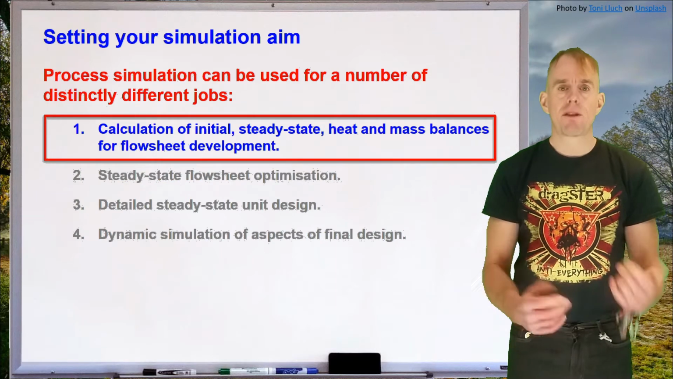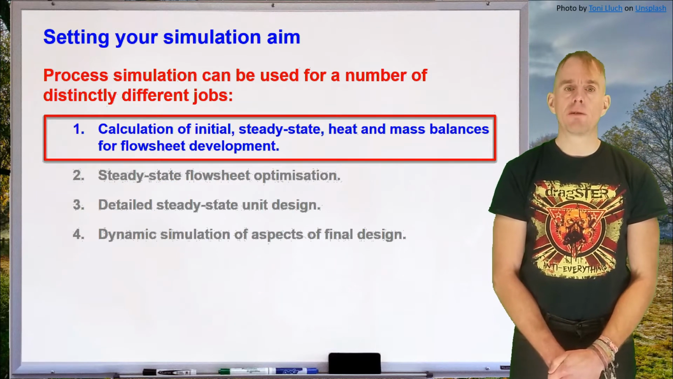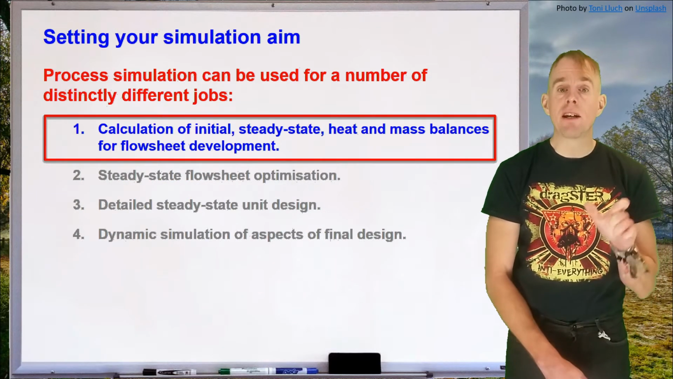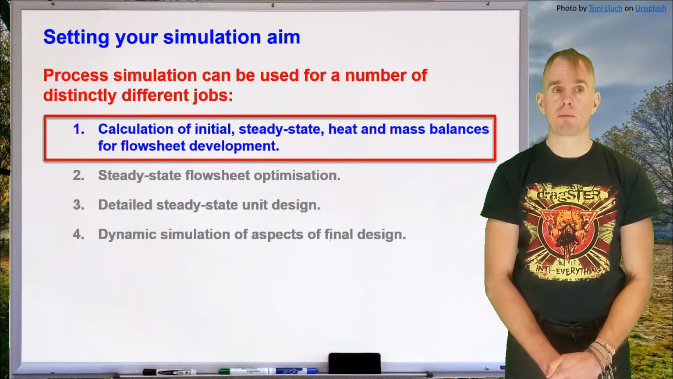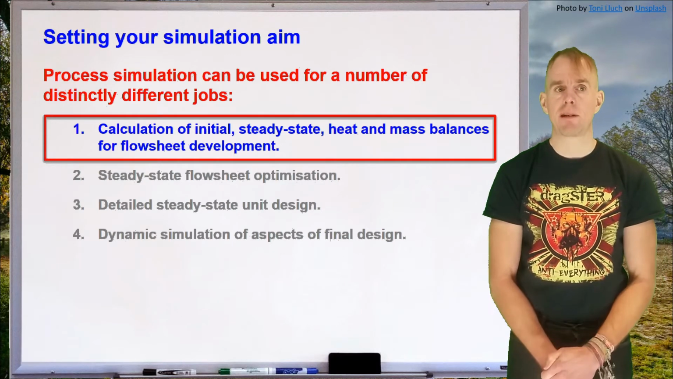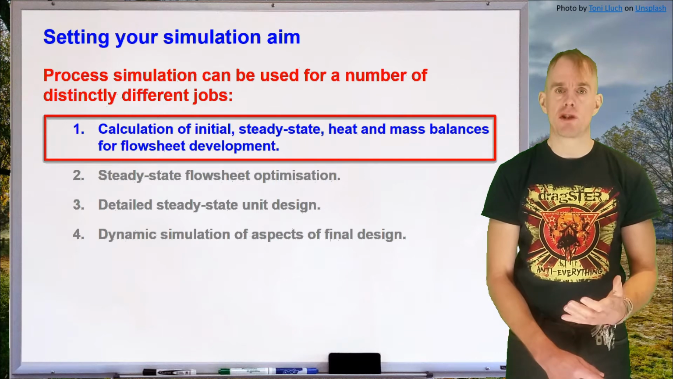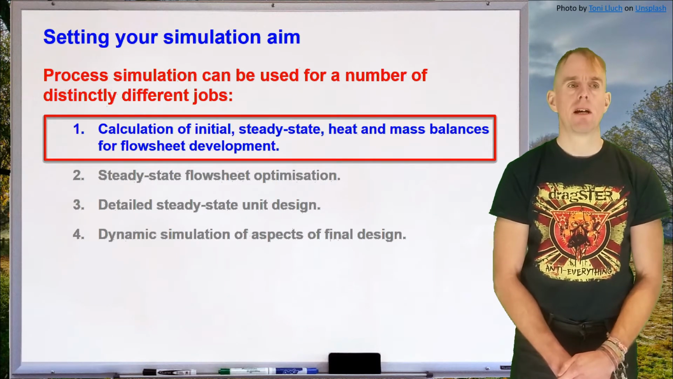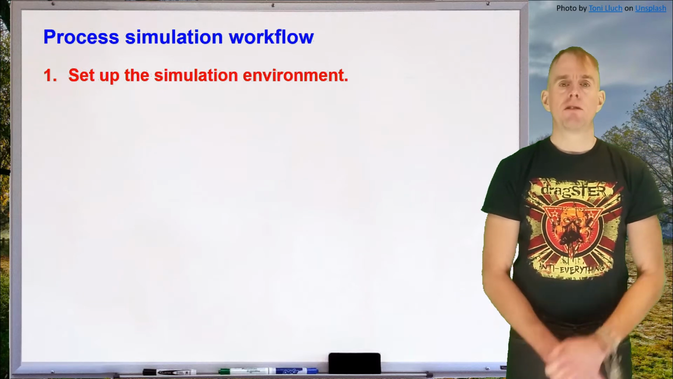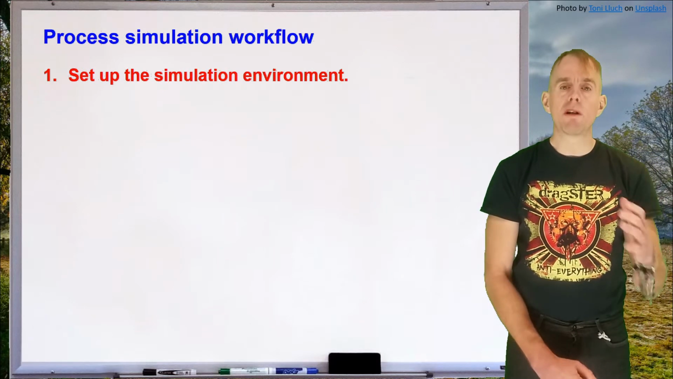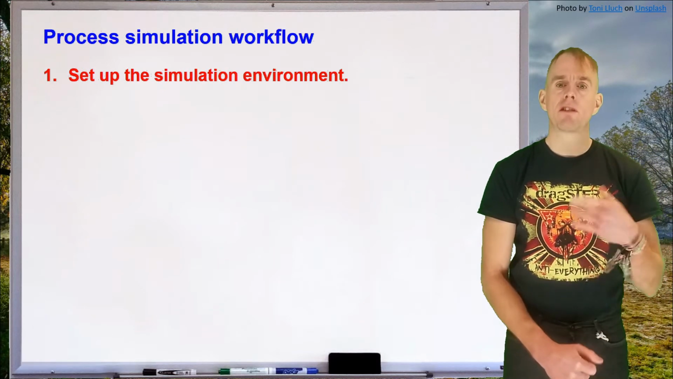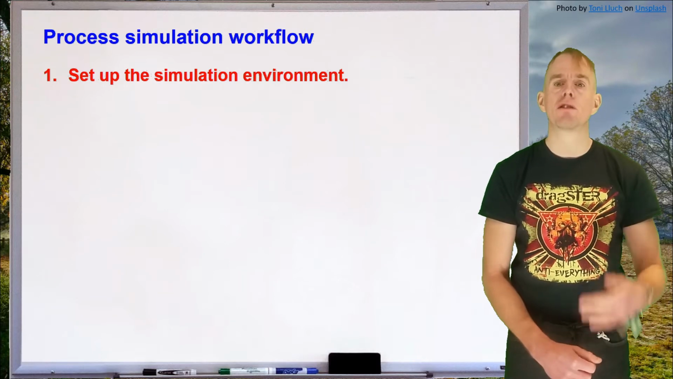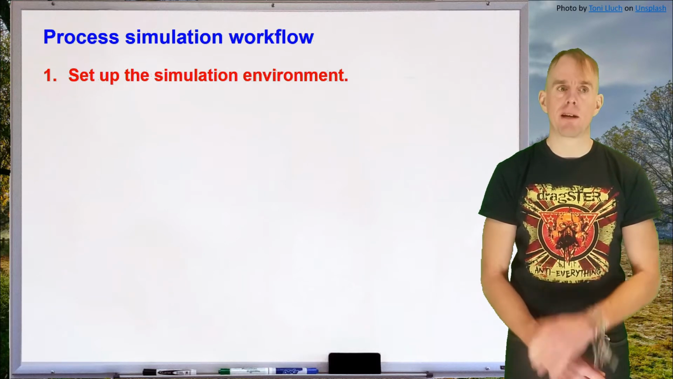So, for this particular lecture, we're going to assume that we're interested in the first of the tasks. We're looking at the initial steady-state heat and mass balances, and we're developing a flow sheet, because we have to start somewhere, and this is a good place to start. Now, what I'd like to do is to talk through the distinct workflow that exists when you start to set up a simulation and when you start to work through the flow sheet development.